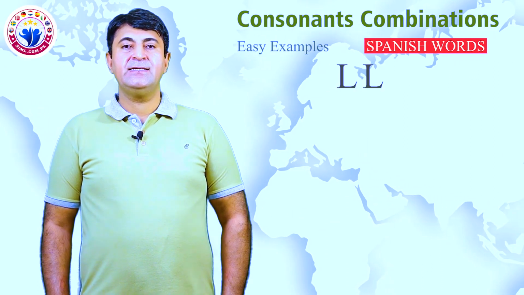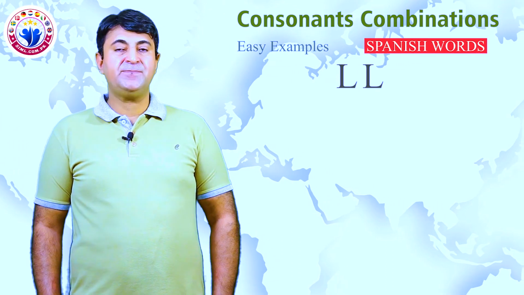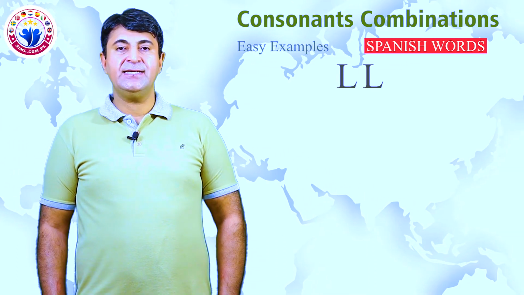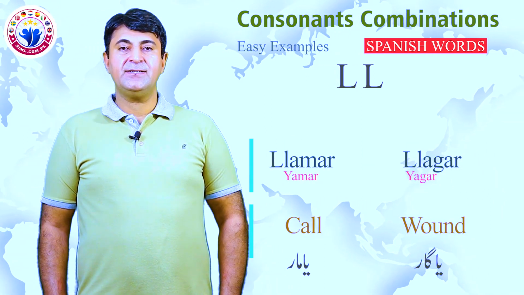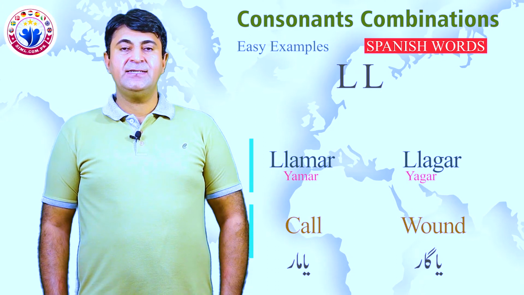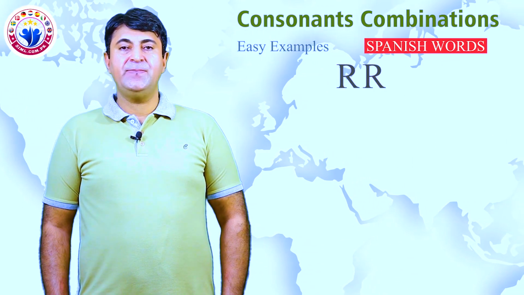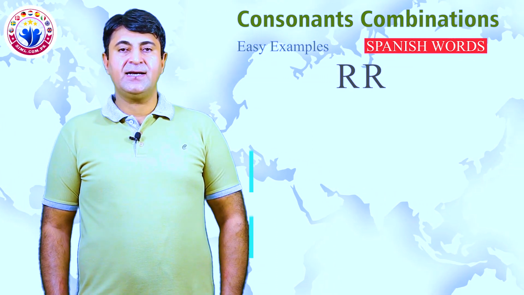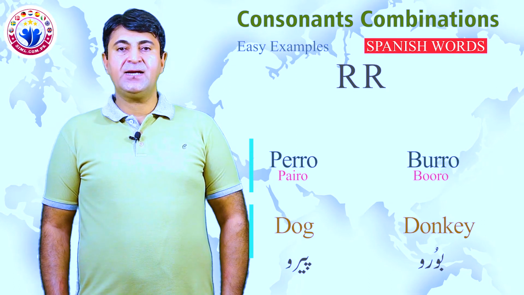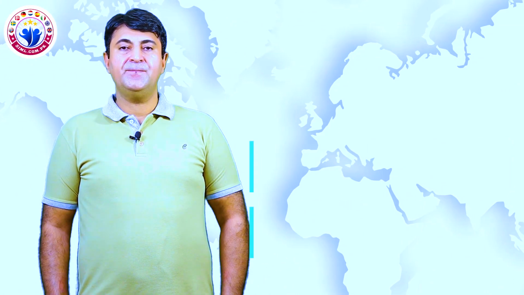Doble L, or eye, is pronounced like j, as in jamar, jagar. Doble R is pronounced like r, as in perro, burro.